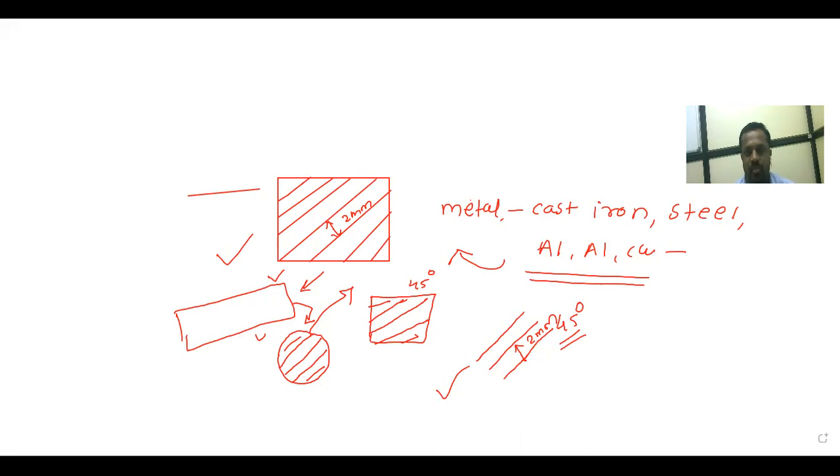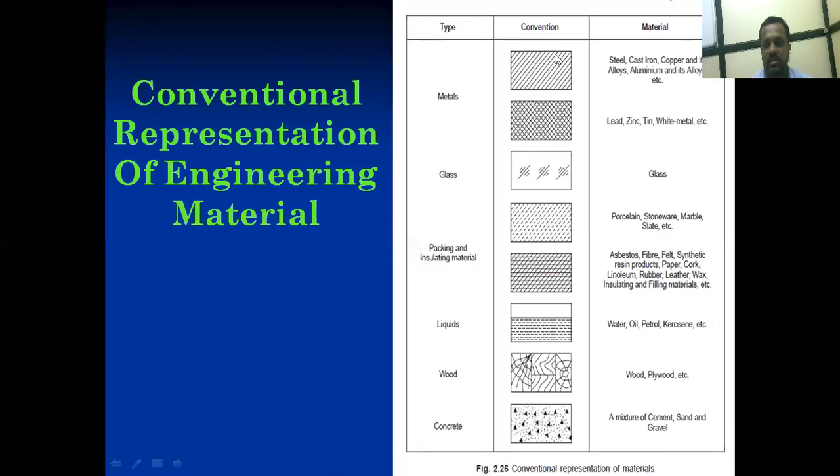See here. Now see next material. Next metal, that is the, see here, lead, zinc, tin, white metal. Okay, in this category, which metals are present? Lead, zinc, tin, and white metal. Okay, suppose we want to show the lead, zinc, white metal. Then how we have to represent this metal in the conventional manner?